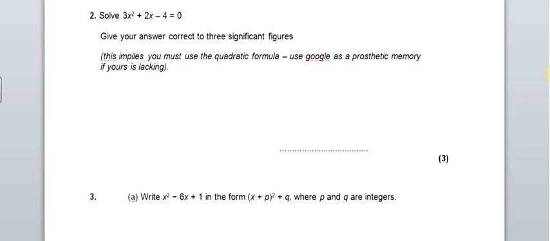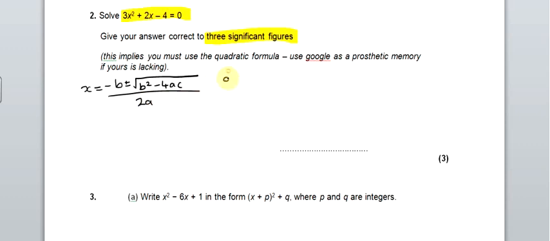Now, question 2, we've got another quadratic equation, and this time we're asked to give our answer correct to 3 significant figures. So that's telling us really we're going to need to use the formula, and the formula is in the front of the exam book, but if you need to look it up it probably means you haven't used it enough. So it's minus b plus or minus the square root of b squared minus 4ac. That bit's called the discriminant, and on the bottom is 2a.